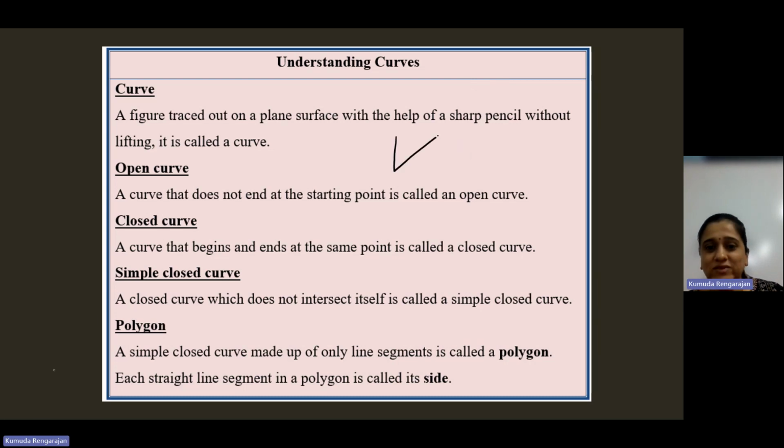You can draw this without lifting the writing instrument. So it is a curve. It's closed, because the starting point is equal to the ending point. But it is not simple because it crosses over itself. So it's not simple.